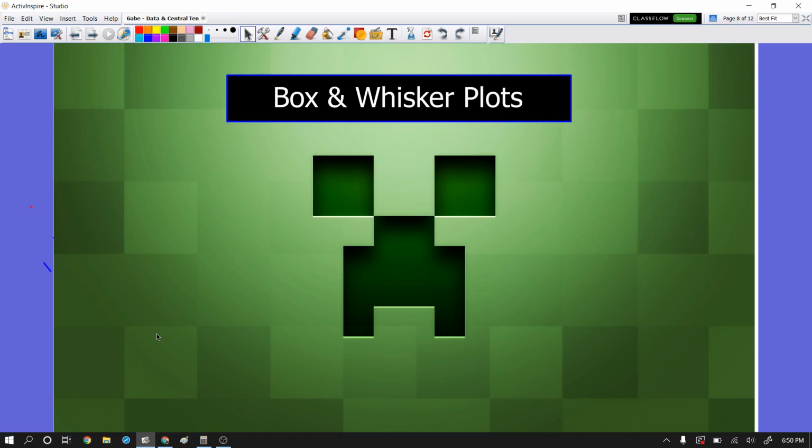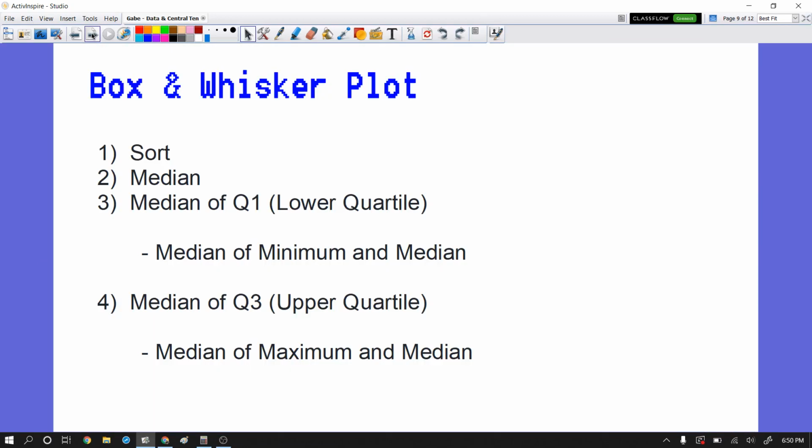Box and whisker plots. Let's make sure we get all this right. The basic idea behind a box and whisker plot is that it shows you a minimum, a maximum, quartile 1, which is the median of the bottom half, quartile 2, which is also known as just the median of the data, and quartile 3, or upper quartile, which is the median of the upper half of the data.